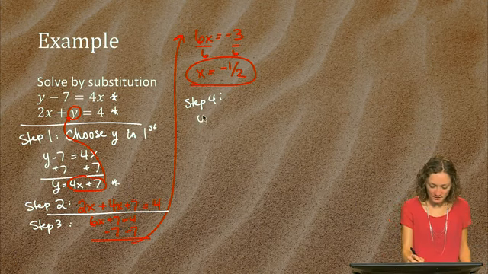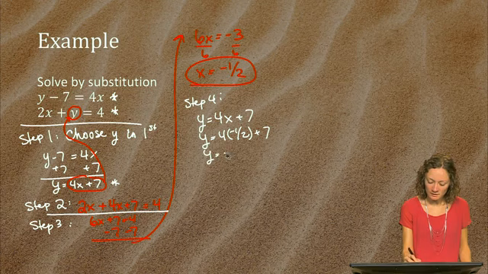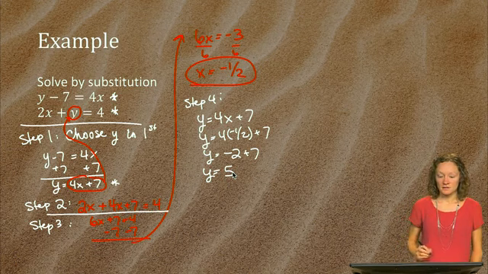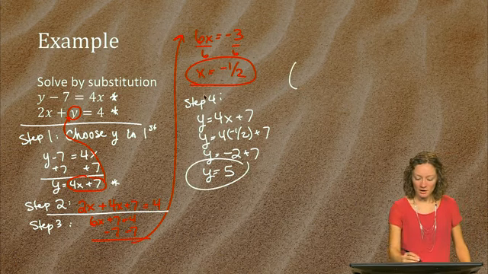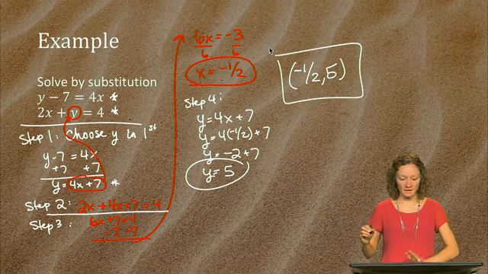I'll go with this one since it's already solved for y. So 4 times negative 1/2 plus 7, negative 2 plus 7, 5. So we have the x and the y coordinate. Our final answer is the ordered pair negative 1/2, 5.